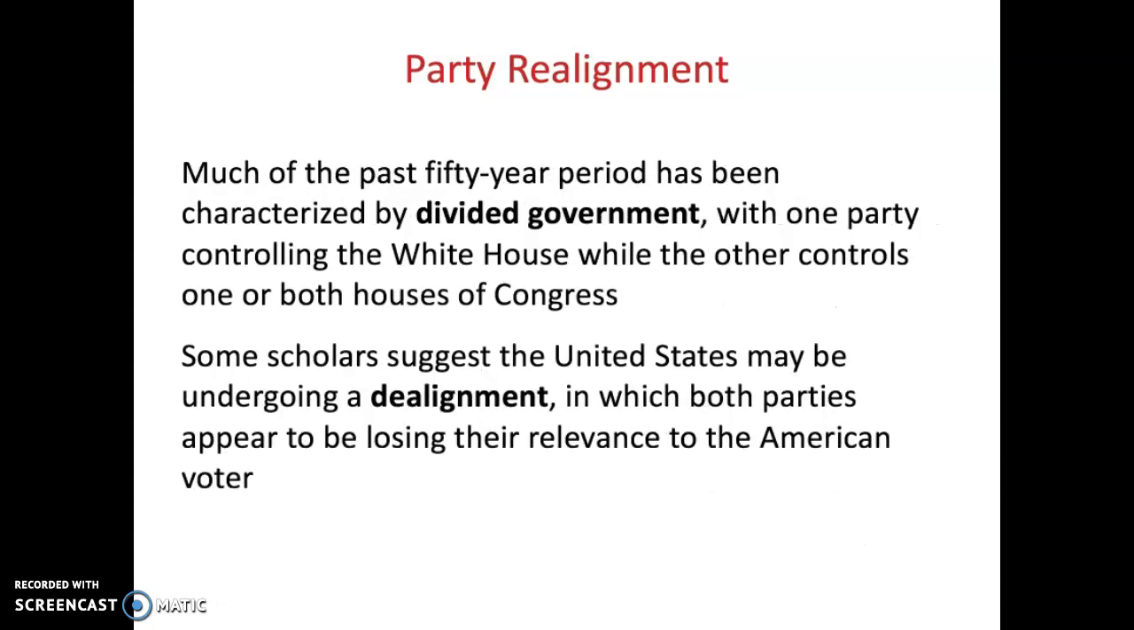We also have something called divided government, and we have something called de-alignment. De-alignment goes along with the idea that voters today don't find themselves to be members of a political party. They call themselves independent. Even though they call themselves independent, they don't vote independent. They don't vote third party. What they do is they tend to vote Democrat or Republican, but the Democrats and Republicans have to earn their support rather than be guaranteed of their support like they used to in the past.